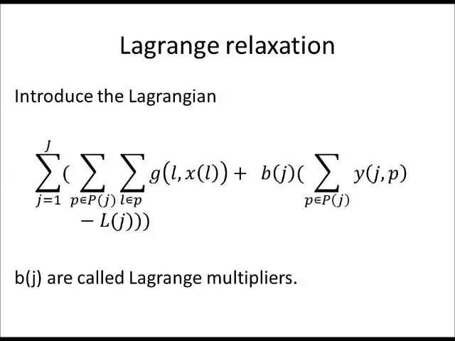We now introduce the Lagrange relaxation that can be used in order to solve this problem. One introduces the Lagrangian, which is the sum of the previous objective function that we want to minimize, plus the sum over all classes j of bj times the jth constraint. The bj are called Lagrange multipliers. The Lagrange approach consists in replacing some constraints by putting them into the objective function instead, and by weighting them by some constant, which is bj here.